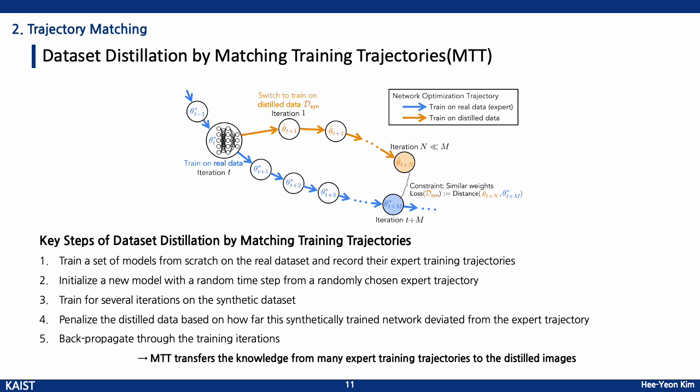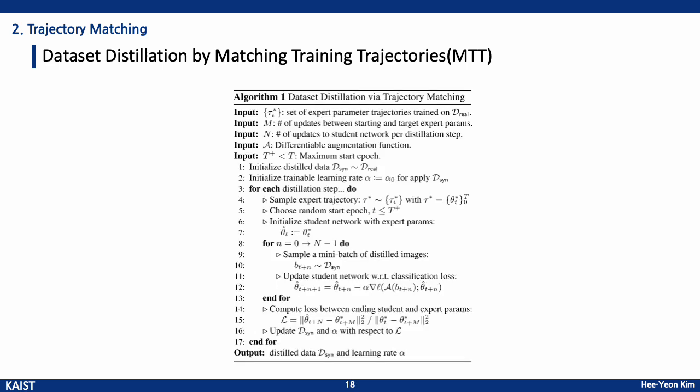Then, this model is trained for several iterations on the synthetic dataset. After that, the synthetically trained network is evaluated based on how far it deviates from the corresponding expert trajectory. The further the deviation, the higher the penalty applied to the synthetic data. Finally, the penalty is backpropagated through the training iterations to refine the synthetic dataset. Through this process, MTT effectively transfers knowledge from many expert training trajectories to the distilled images, ensuring they capture the critical patterns of the original dataset. This algorithm summarizes the process we discussed earlier.